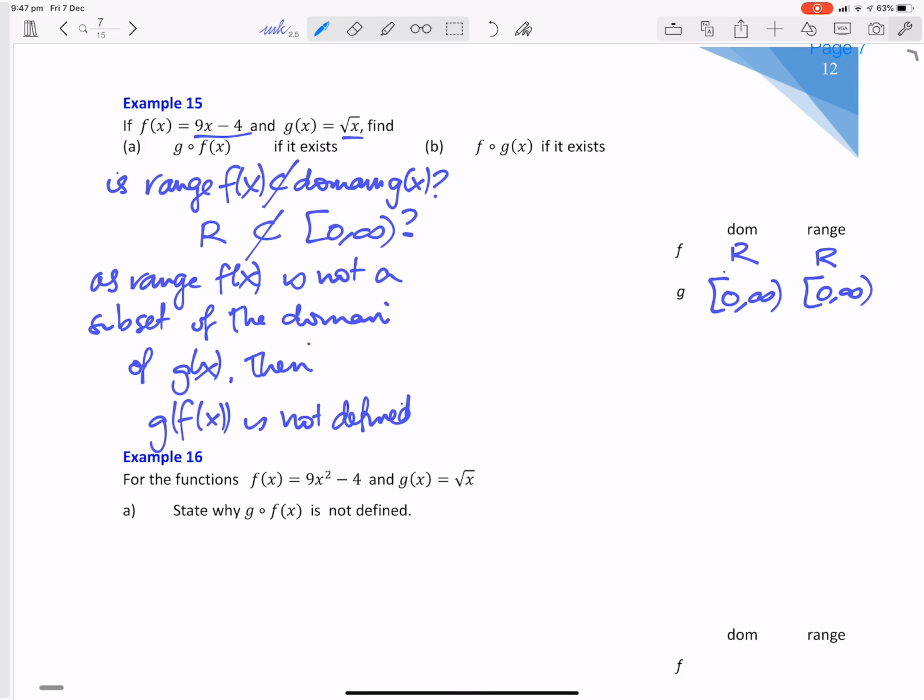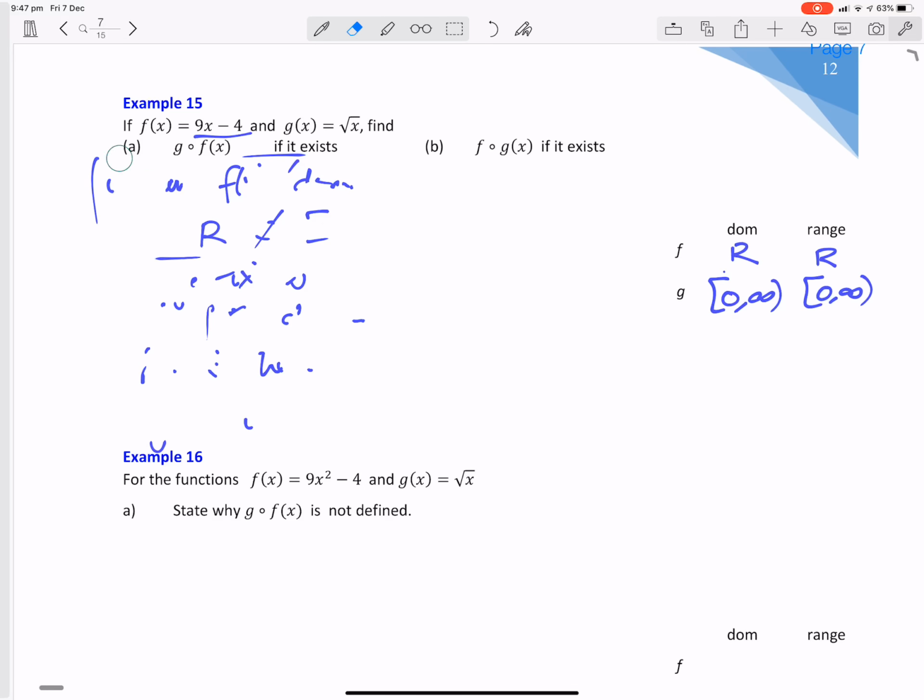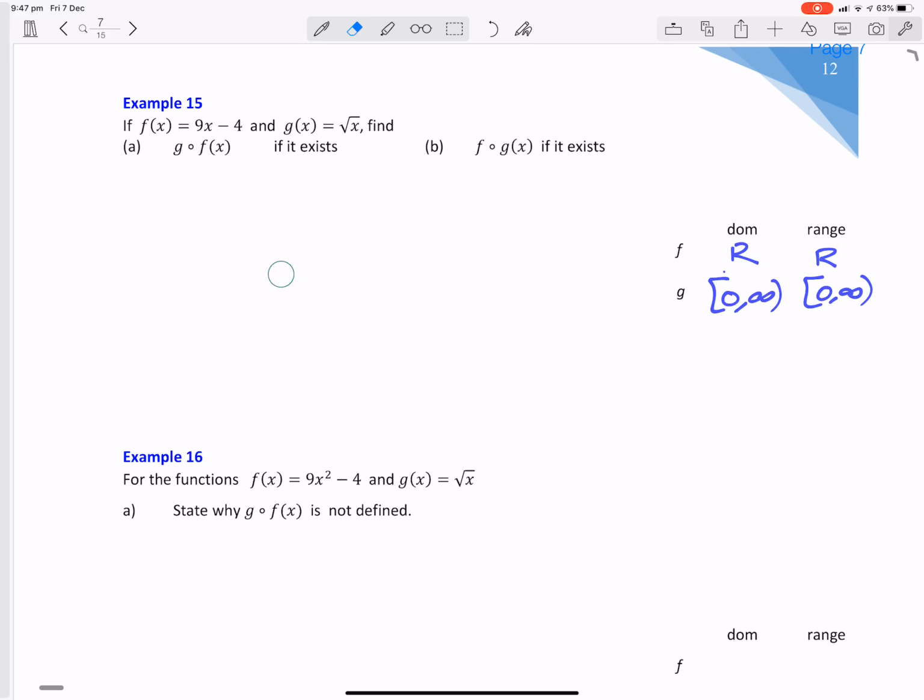Now I'll tell you why. So you should do this here to show, and then you should make this statement. Now I'm just going to get rid of this so I can show you why. If we think about the function f of x, which is 9x minus 4. So it goes through minus 4 and it's got a gradient of 9. So it goes up like that and down like that. It's got a steep gradient.